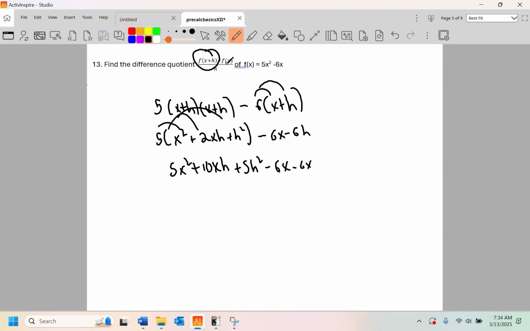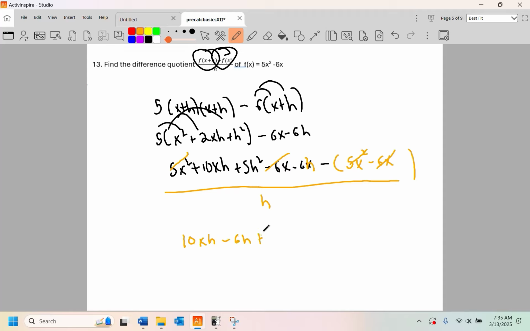All right, then it says take away the original function. When you take away the original function, you need to be wrapping it, so you're taking away 5x squared minus 6x. It's inside, it cancels on the outside. And by the way, it's all sitting over an h. You have a 10xh. I'm missing something. This is a 6h, isn't it? You have a 10xh minus a 6h plus a 5h squared, all over an h.